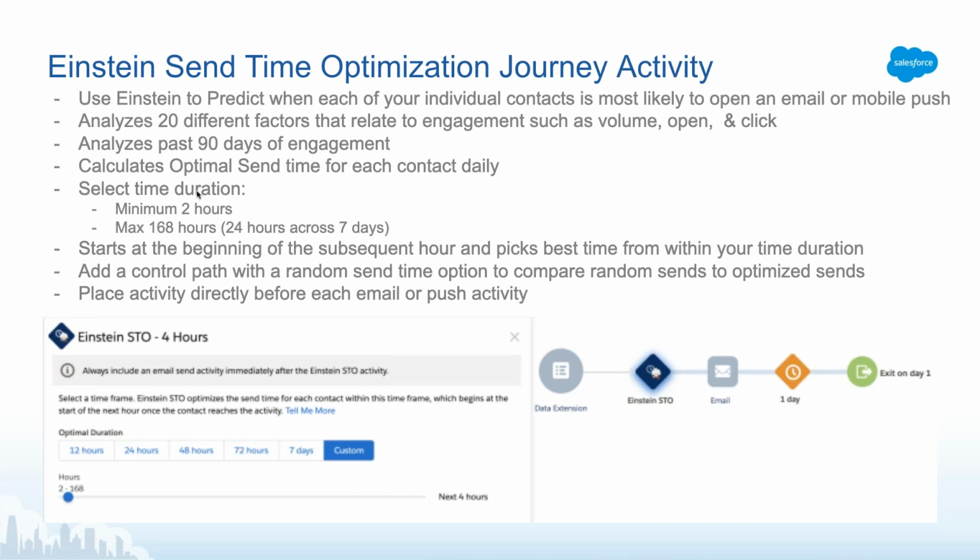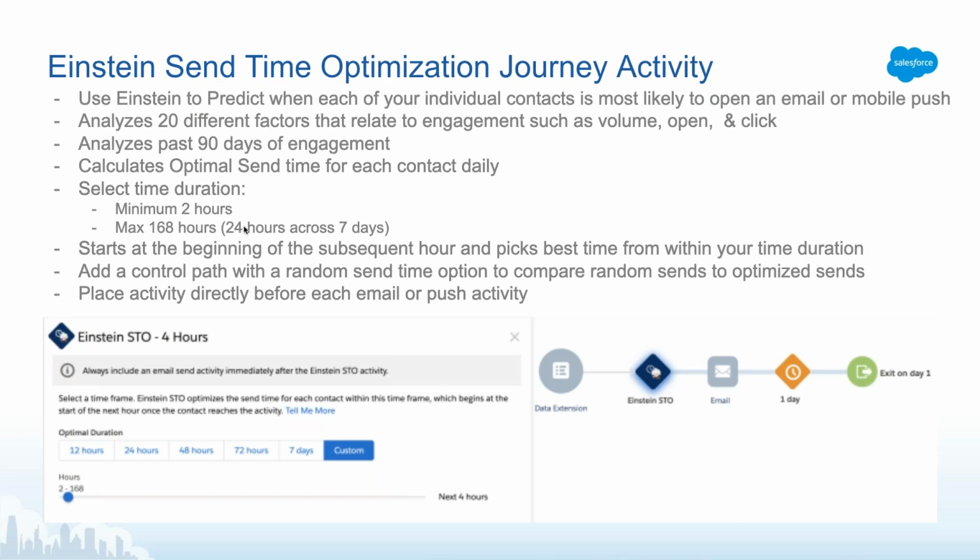So the way that you would do that inside of Einstein send-time optimization is you're going to use the optimal duration to pick. You can pick buttons that they've already got preset for you, so 12 hour, 24 hour, 48 hour, 72 hours, or you can use the slider to pick how many hours you would like to keep. It does require that you have a minimum of a 2-hour block. Once you have a block of time and you've decided that, Einstein looks through its data and will pick the best time within the window that you have selected.